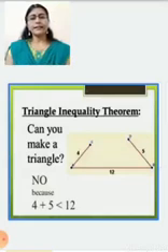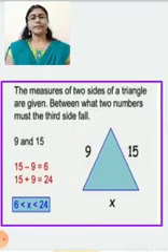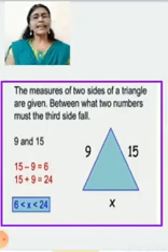Now let us go to the next example. The measures of 2 sides of a triangle are given. Between what 2 numbers must the third side fall? So you have to find out the third side. Let us take the third side as x. Now first, what you are going to do is find out the maximum value. To find the maximum value, you add both the values which are given. The first side is 15 and the next side measures 9.